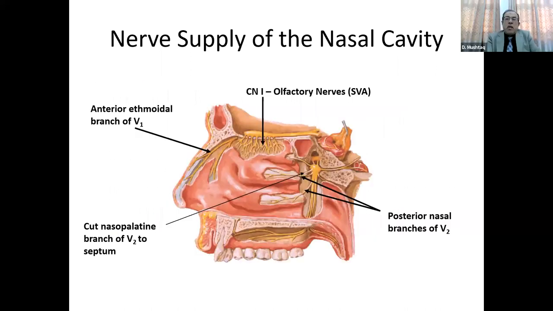Nerve supply of the nasal cavity also shows the source and the olfactory nerve. The pterygopalatine ganglion gives branches to the lateral wall of the nose. The palatine nerve also passes through the greater foramen to supply the palate through the greater palatine nerve, and the lesser palatine nerve goes to the soft palate. What concerns us here is the anterior ethmoidal nerve, the nerve to the lateral wall, and the nasopalatine nerve to the septum.